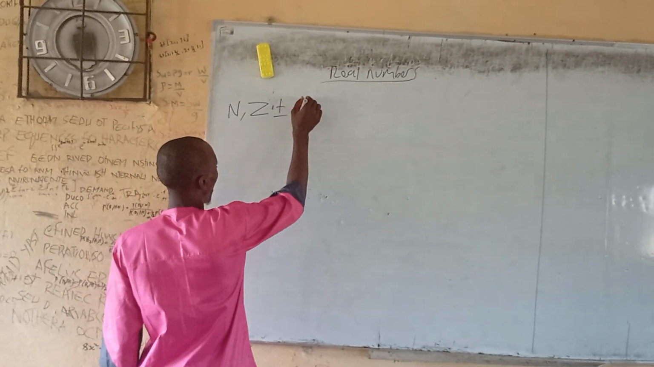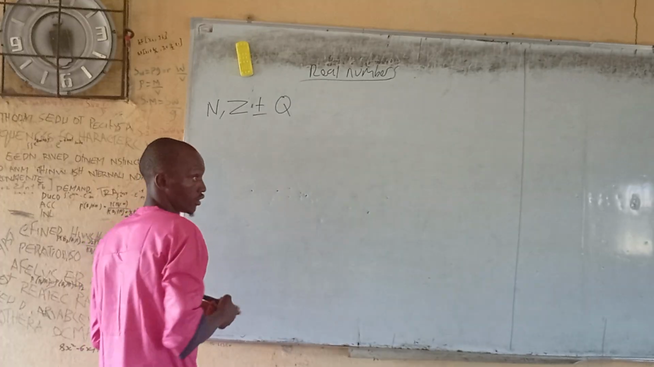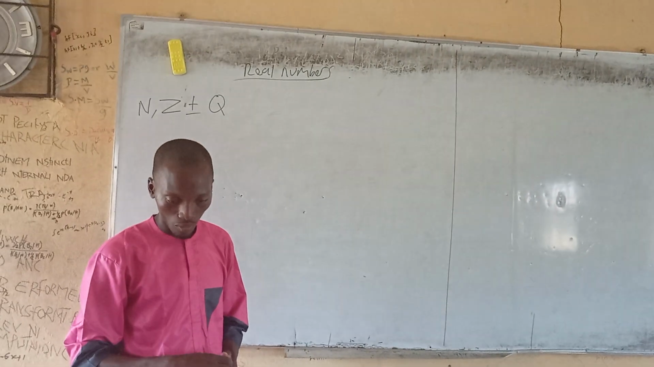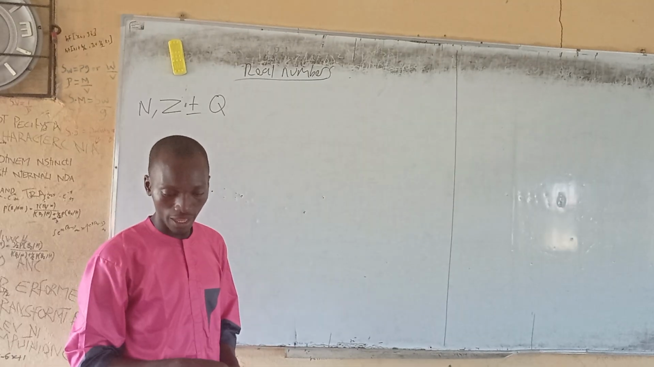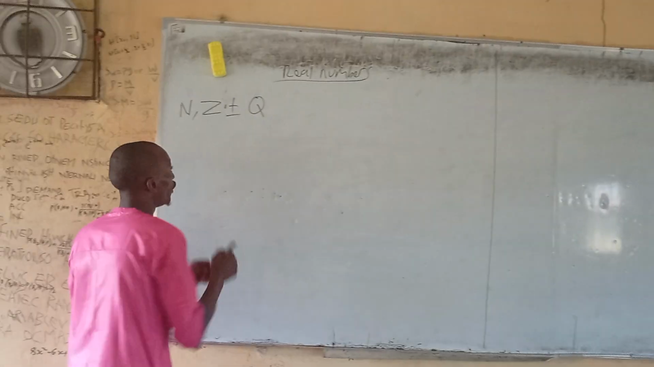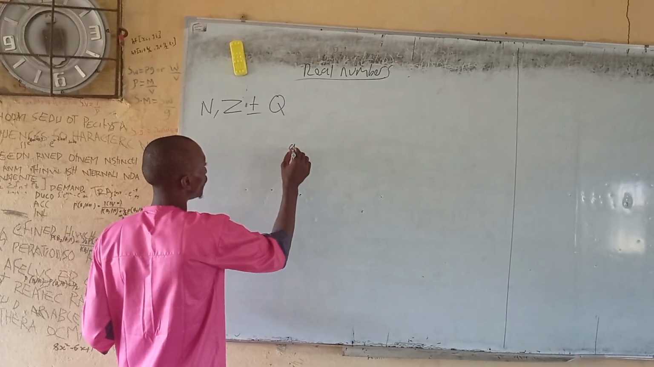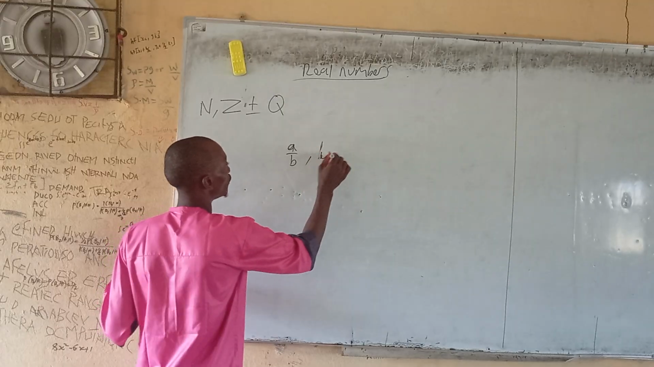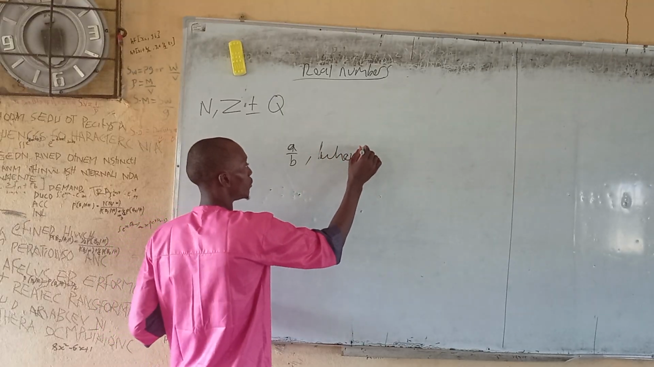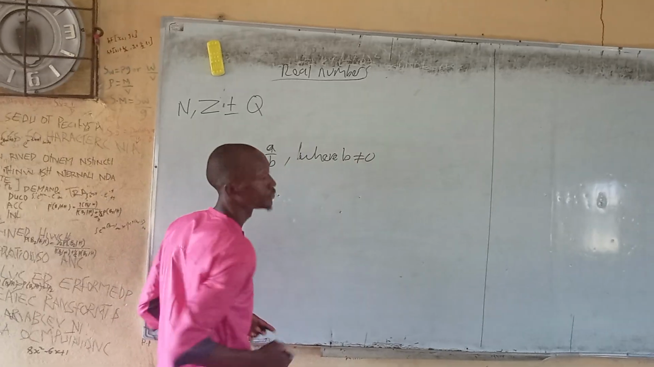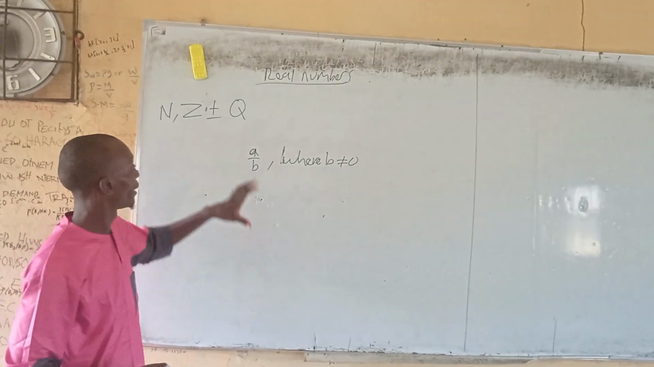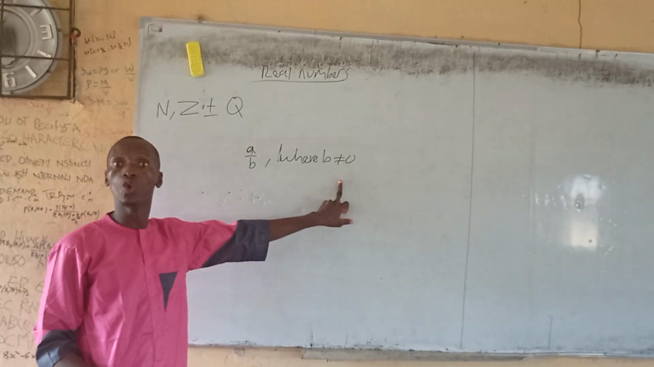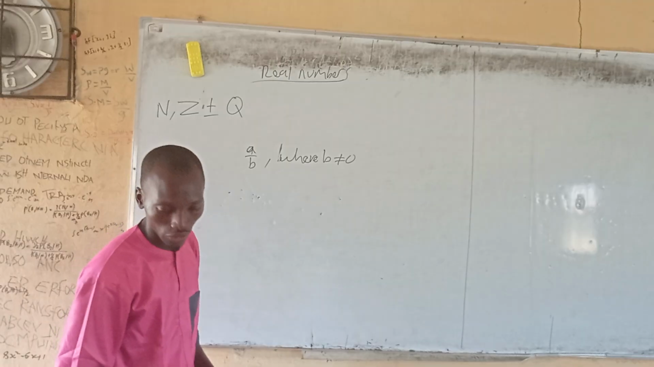Rational numbers are denoted as what? As Q. What are rational numbers? These are numbers that can be expressed in the form a over b, where b is not equal to 0. These are numbers you can express as the quotient of two integers, where b is not equal to 0. These are rational numbers.